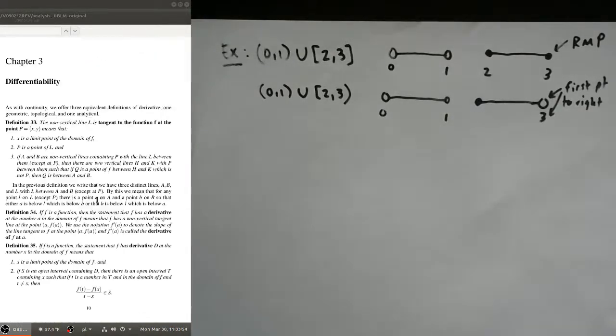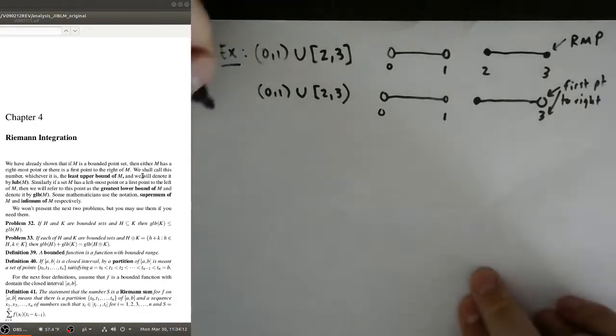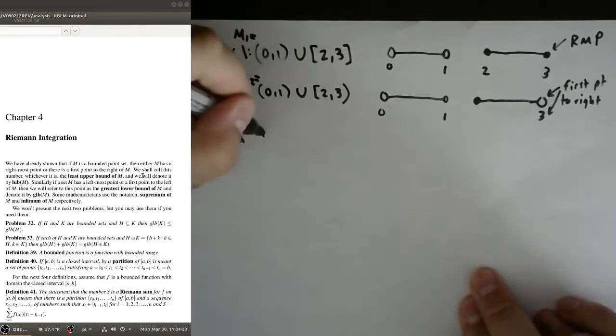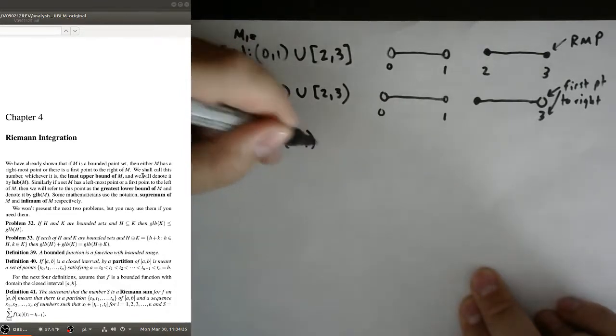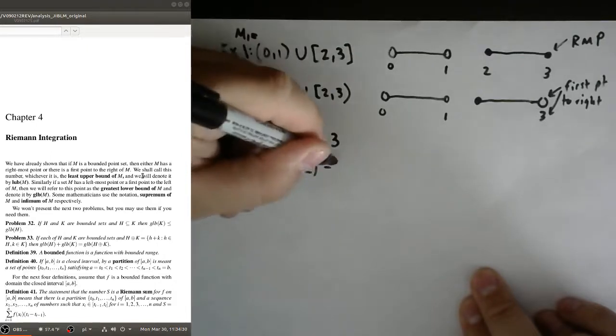So this goes to the definition on page 13 of a least upper bound. They say we've already shown that if M is a bounded point set, then it has a rightmost, or there's a first point to the right. That was the completeness axiom. We shall call this number the least upper bound. So maybe call this example 1 and example 2. In example 1, let's call it M1, and let's call this M2. We have that the least upper bound of M1 is 3, and the least upper bound of M2 is 3.